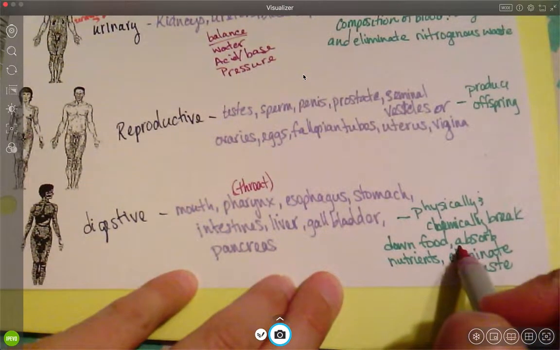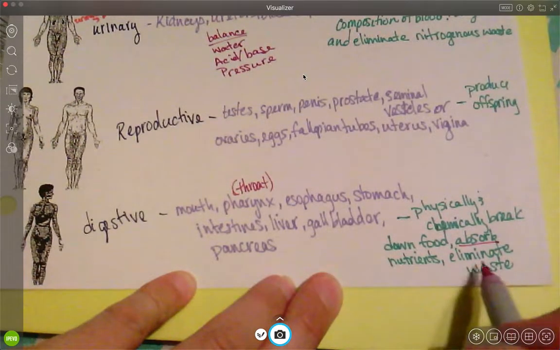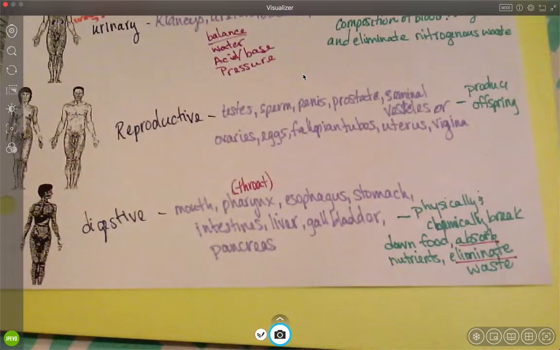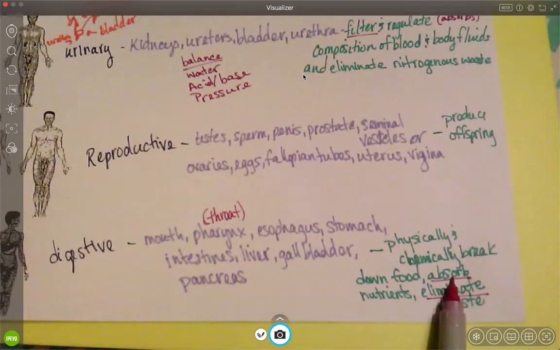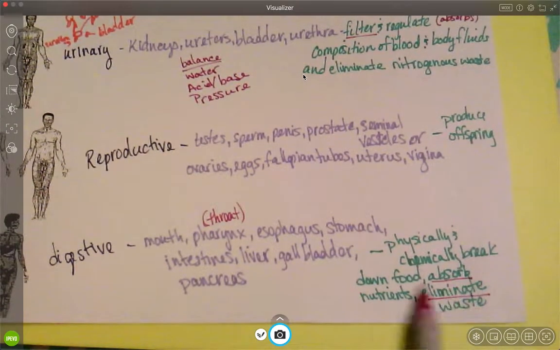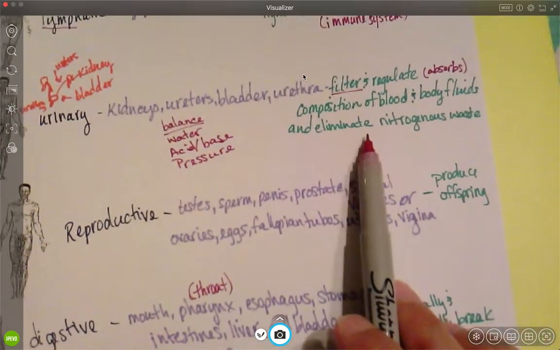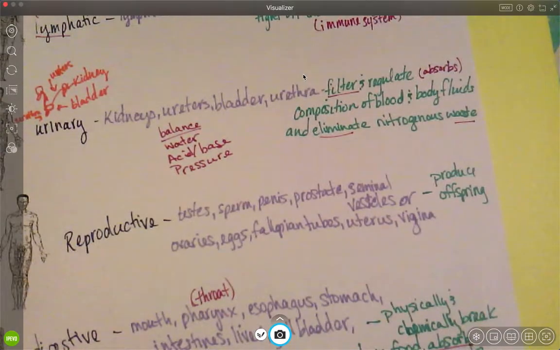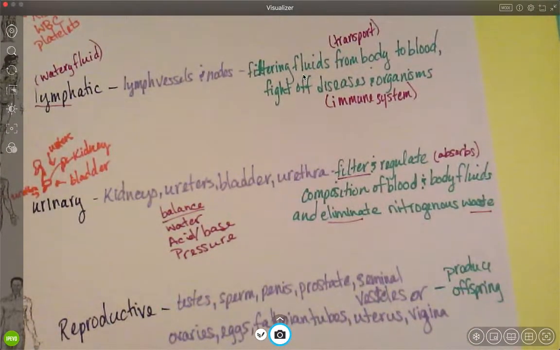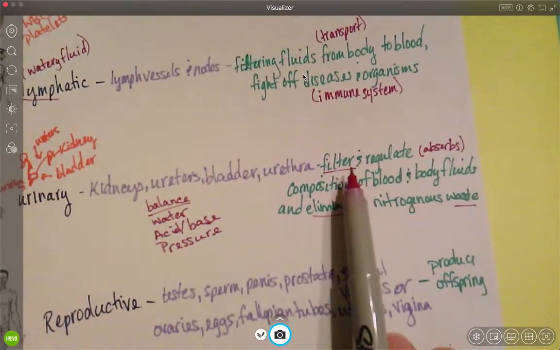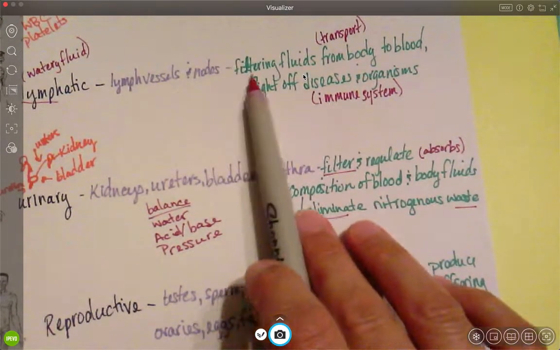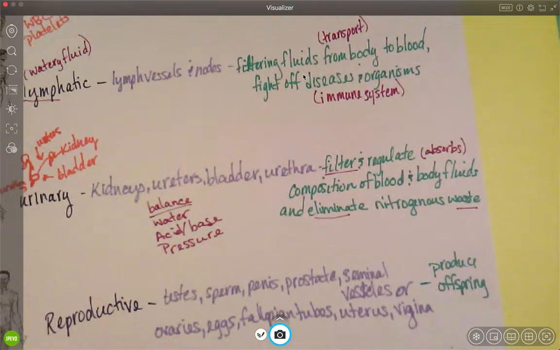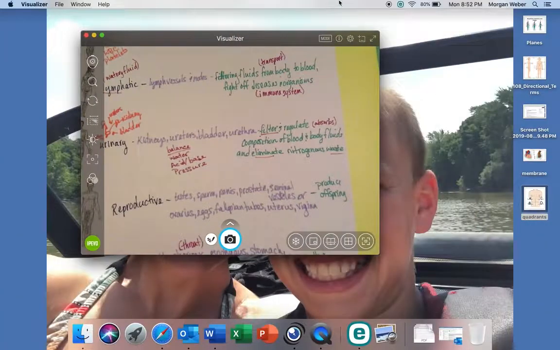So we see another absorb in here, another eliminate. So when we're starting to look at these together, we can say, okay, digestive system is absorbing and eliminating, and yes, we're breaking stuff down. We can see urinary filter, we're absorbing fluids, we're also eliminating waste here. We can say that we're filtering in the urinary. We're also filtering in the lymphatic system. So we're going to start to see some similarities between the systems. And we're going to stop.